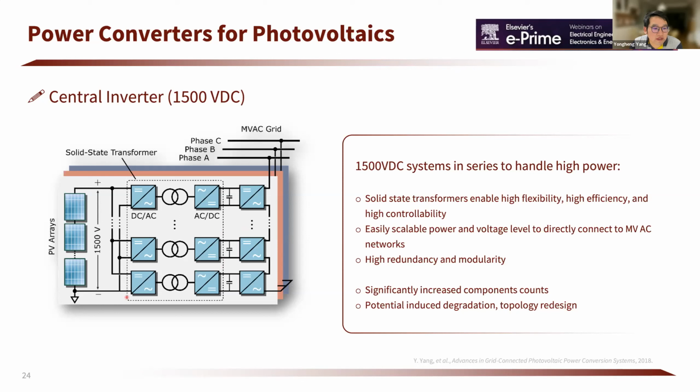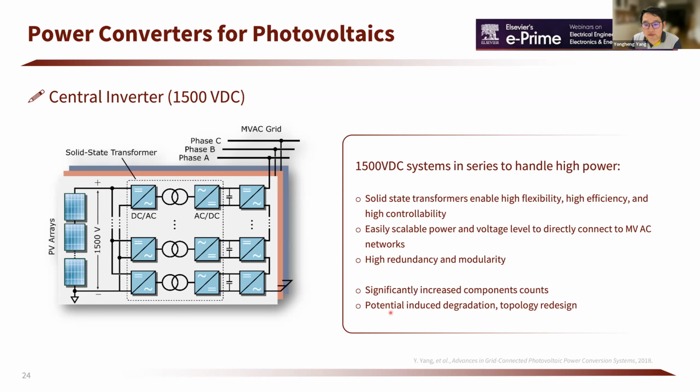For example, on this slide, we saw this solid state transformer based 1500 VDC PV system, where each module is connected in series to handle the higher power, and it has higher redundancy and higher modularity. But of course, it significantly increases component counts and the potential degradation, because you have a higher power exposed to the PV modules.